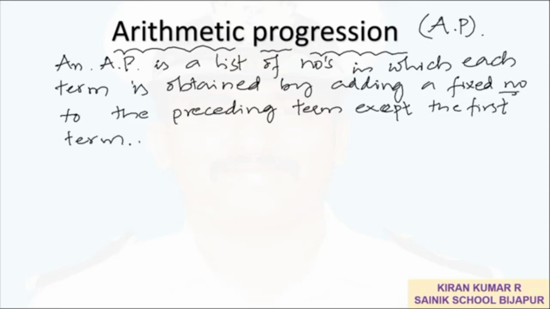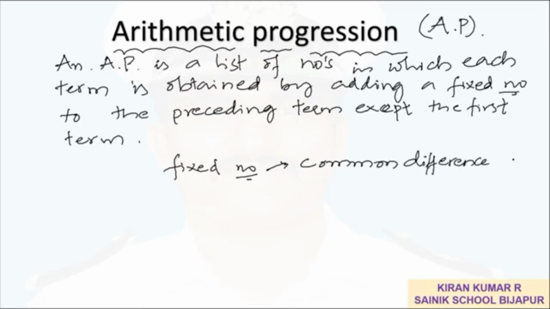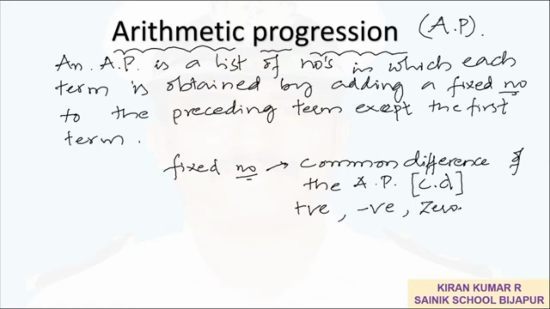The fixed number is called the common difference of the AP. You can make a note of this also. Fixed number is also called the common difference of the AP. Generally, while solving problems, we consider small letter d for writing common difference. This common difference can be a positive number or a negative number, or it can be 0 also.